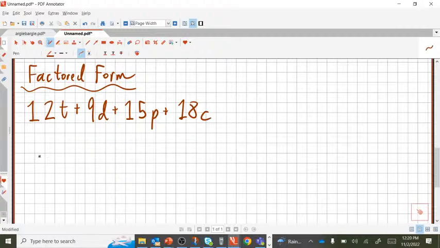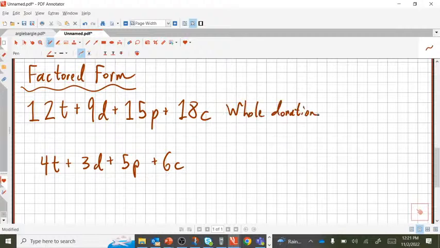And so Max came up with this. Each of those 3 families is going to get 4 boxes of toilet paper, 3 packages of diapers, 5 toothpastes, and 6 Q-tips. And like someone mentioned, that's still too many Q-tips, but it is better than getting 18 boxes of Q-tips. Now, here's the thing. This represents your whole donation. And this represents 1 box.